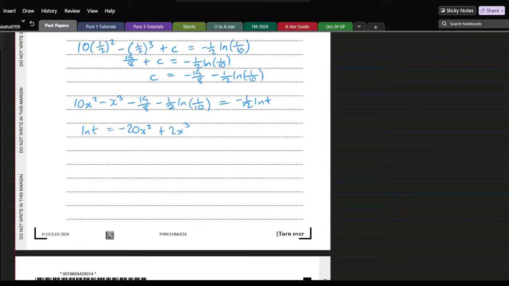And then we've got negative 2 times negative 19 over 8, so that becomes a positive 19 over 4. And then we're going to get negative half times negative 2, which gives us a positive 1. So that's ln 1 over 10. Okay, and now we can just apply the exponential function to both sides to get rid of the ln here.